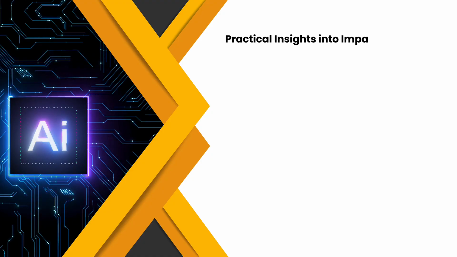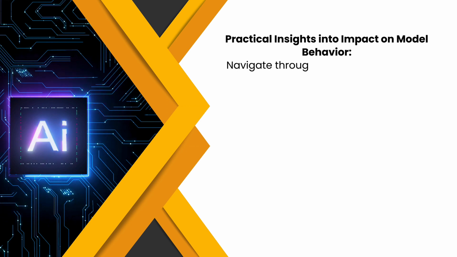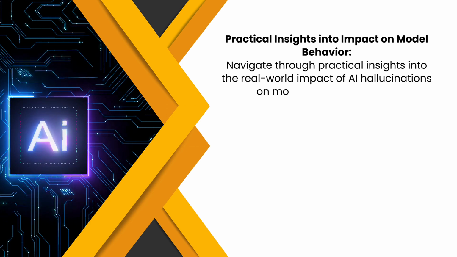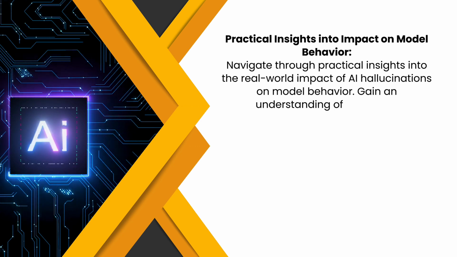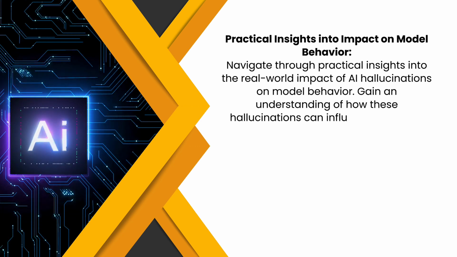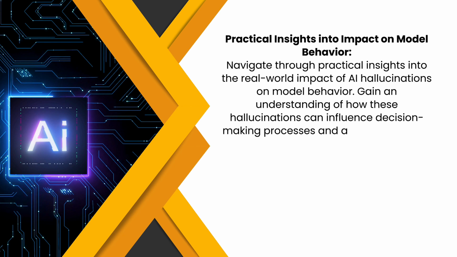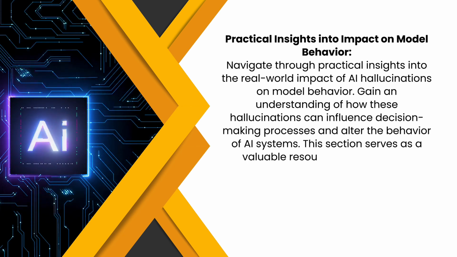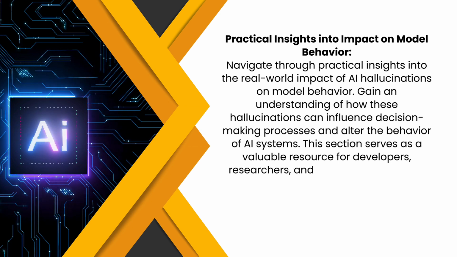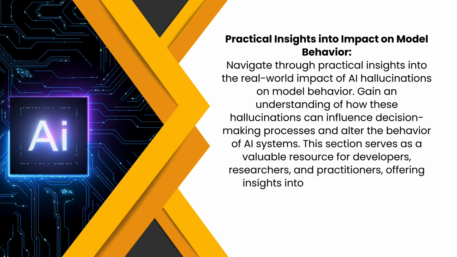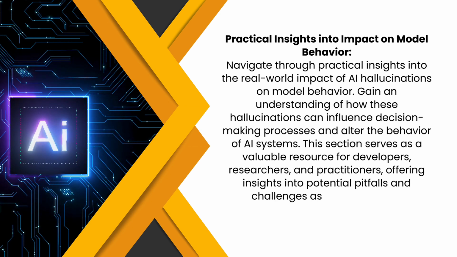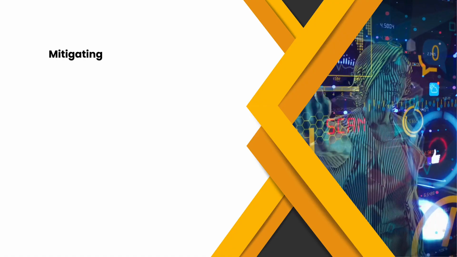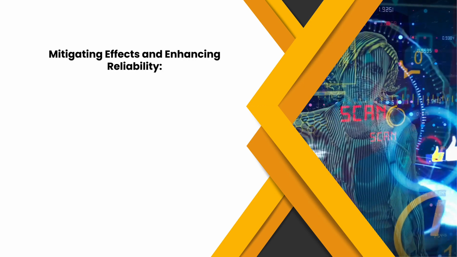Practical insights into impact on model behavior. Navigate through practical insights into the real-world impact of AI hallucinations on model behavior. Gain an understanding of how these hallucinations can influence decision-making processes and alter the behavior of AI systems. This section serves as a valuable resource for developers, researchers, and practitioners, offering insights into potential pitfalls and challenges associated with AI hallucinations, mitigating effects, and enhancing reliability.